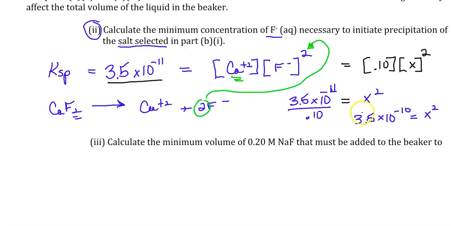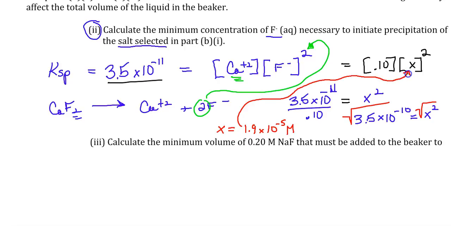And then, of course, we're going to take the square root of both sides. And then X equals, using your handy dandy calculator, 1.9 times 10 to the negative 5. And that's a molarity. That's what we found here. Okay, and that's the answer in terms of the fluoride ion. So very simple, okay? We've seen this before. We definitely have. You have to be able to identify and unpeel the onion, so to speak.